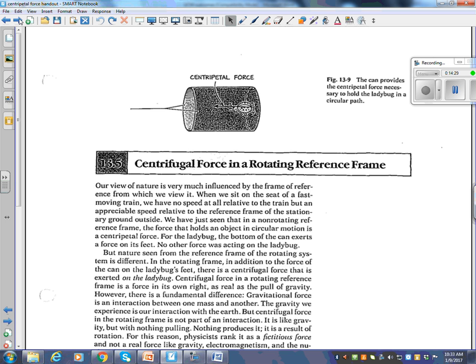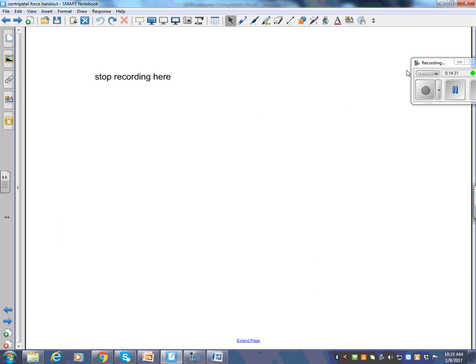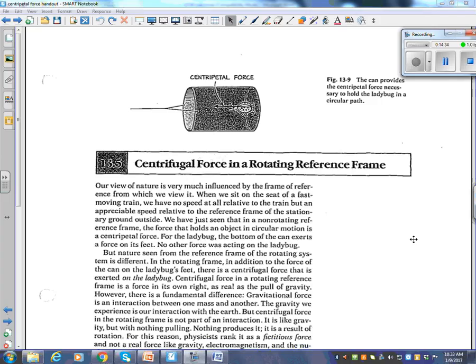Okay. You want me to explain that? No. Okay. Centrifugal force in a rotating reference frame. Our view of nature is very much influenced by the frame of reference from which we view it. When we sit on the seat of a fast-moving train, we have no speed at all relative to the train, but an appreciable speed relative to the reference frame of the stationary ground outside.